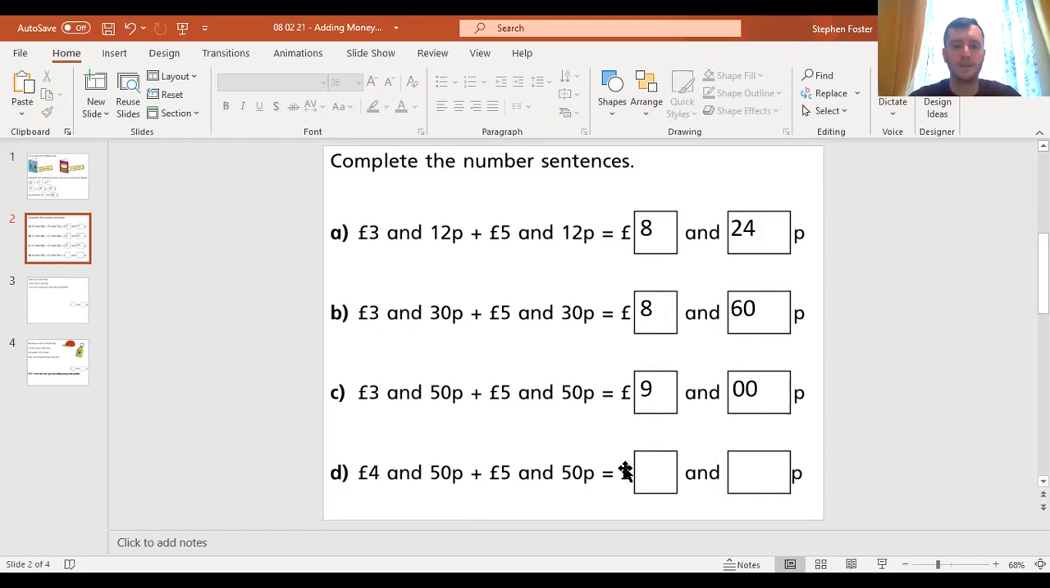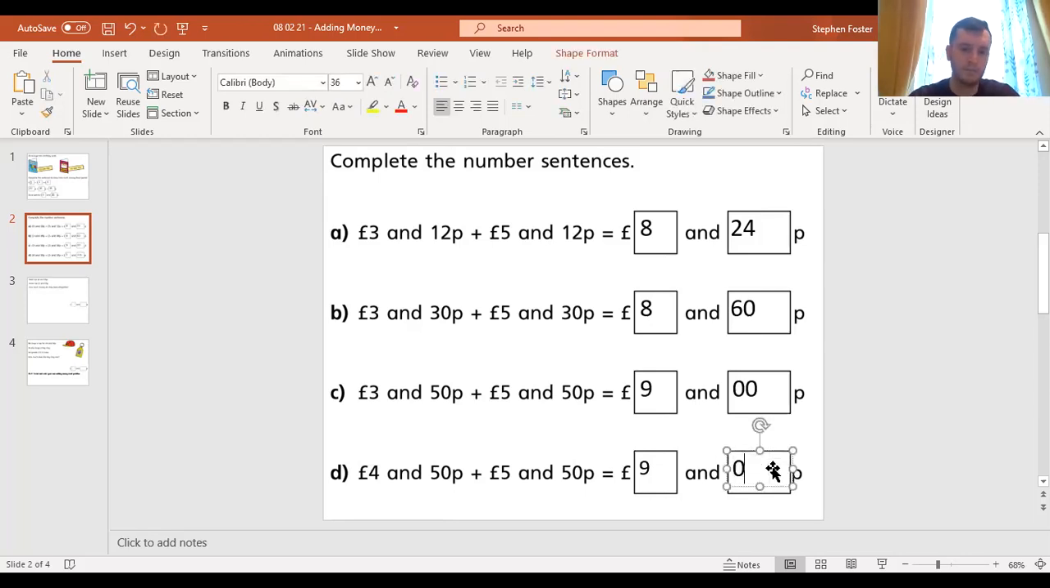£4.50 plus £5.50. Again, let's start with £4 plus £5, which I know is equal to £9. Then 50 pence plus 50 pence again is 100 pence. We've got the same problem here. What's 100 pence equal to? 100 pence is the same as 1 extra pound.